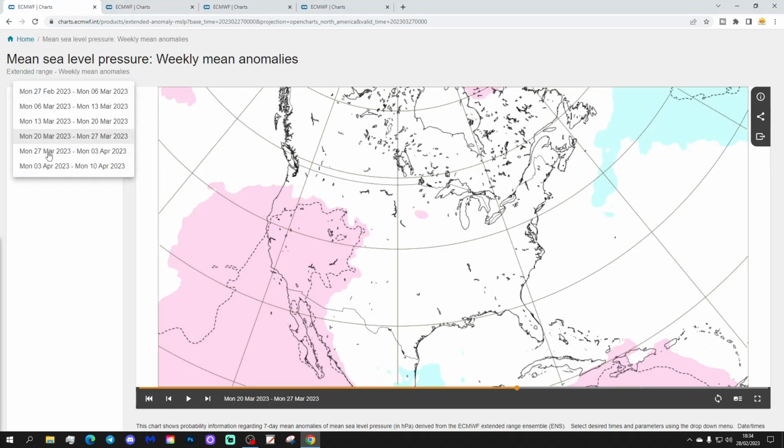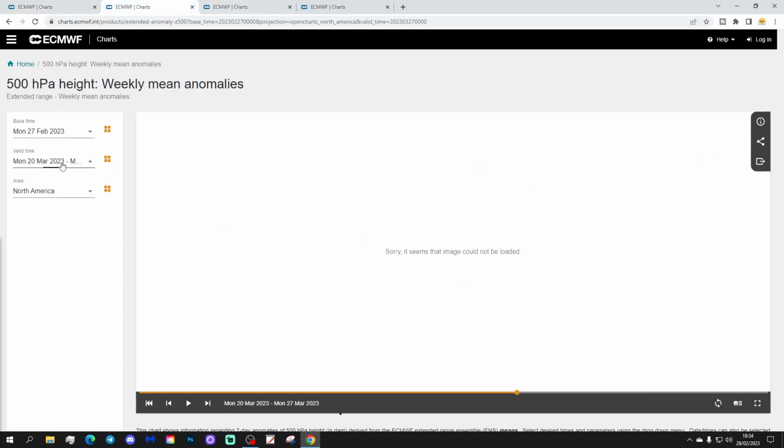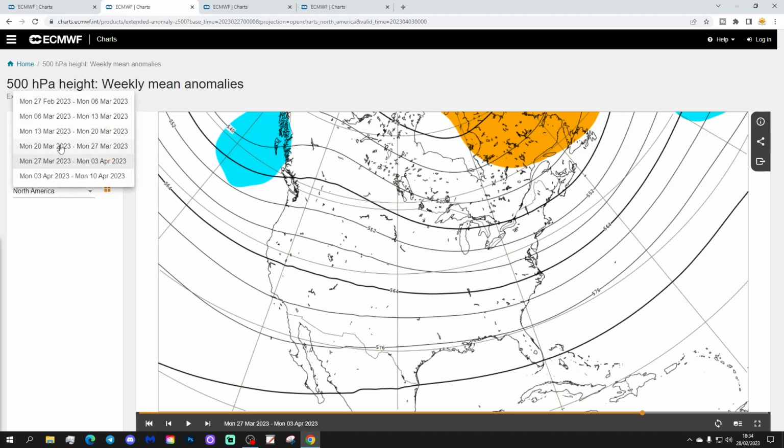Right, okay. Well, let's go on to week 5 mean sea level pressure anomaly, 27th of March to the 3rd of April. Here we go. Some higher pressure in the west, otherwise a very, very weak signal. So let's put in a question mark. What are the 500 millibar heights looking like? Well, there it is.